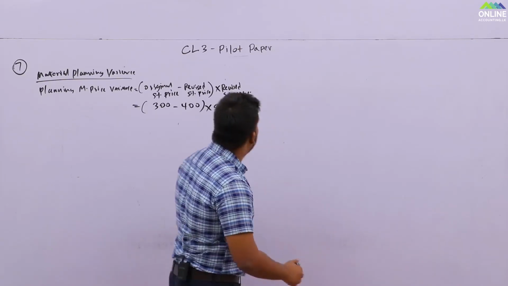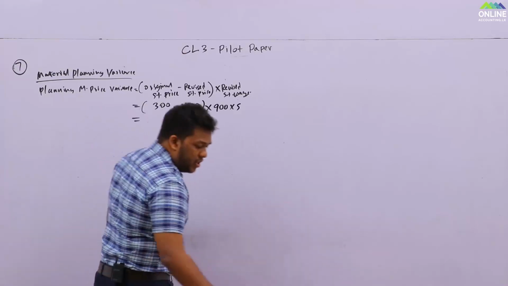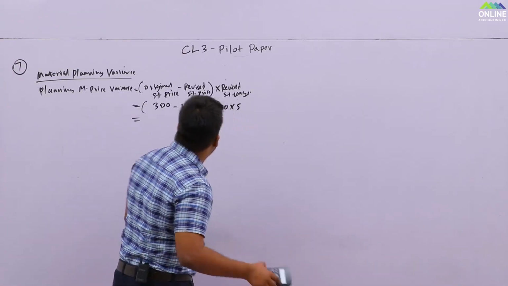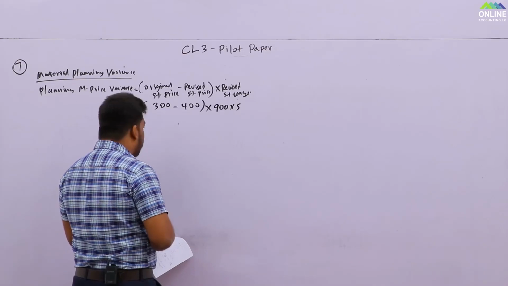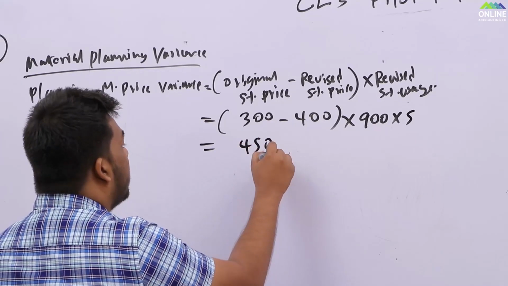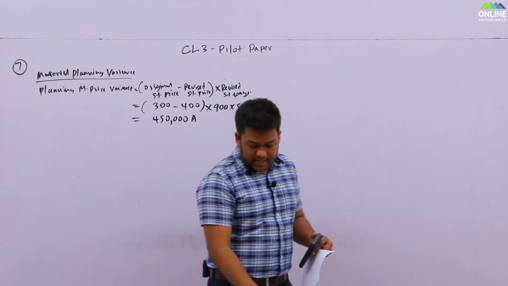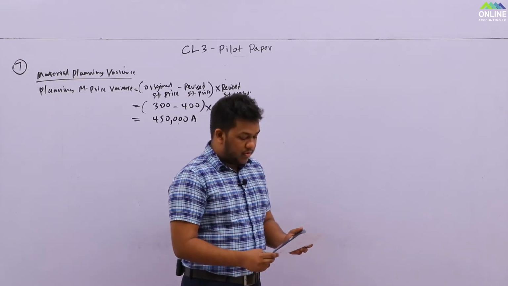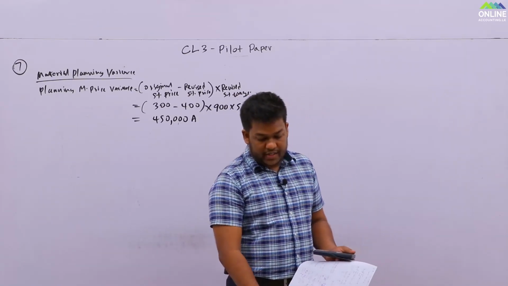So 5 kilograms you have to use. So how to get the answer? 900 into 5, that is 4,500. So 300 minus 400 into 4,500, that is 450,000 adverse. That is 450,000 adverse.